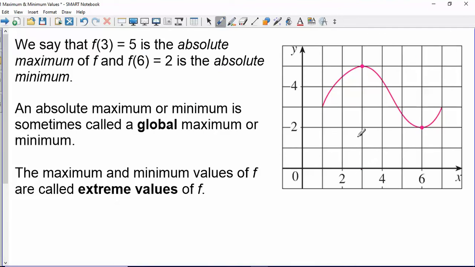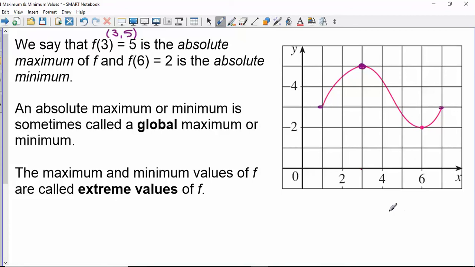So we would say f of 3 equals 5. When my x is 3, this is 5. You could also just say the ordered pair 3, 5 if you prefer. You don't have to use the function notation. So that would be the absolute max. That is the single highest point this graph ever hits.